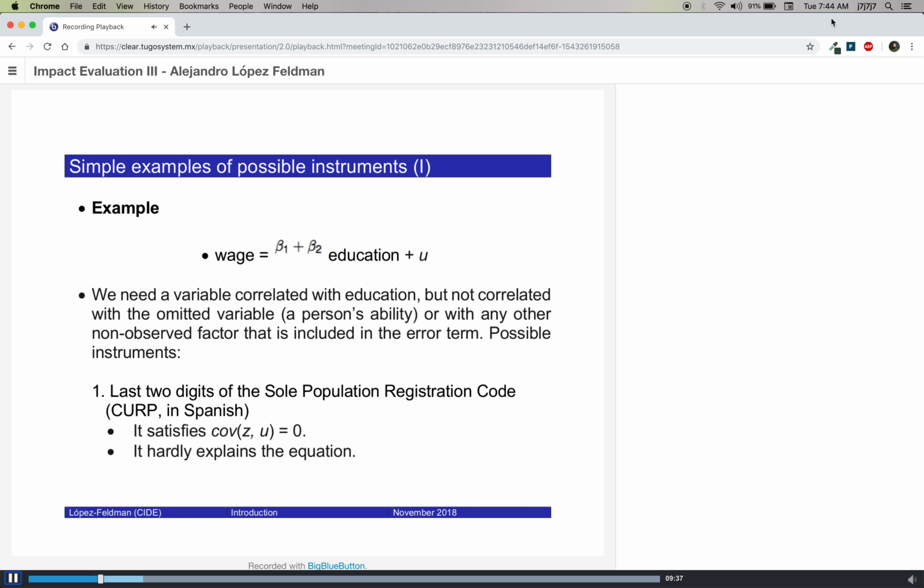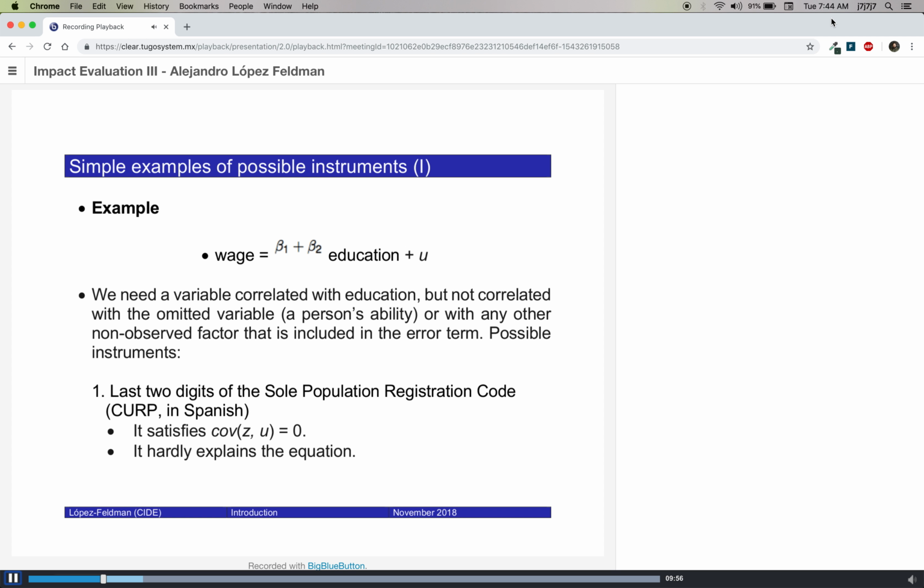So for instance, when I want to explain a variable and it is correlated with the error, then this is a problem, because I am not going to be able to tell whether beta 2 is measuring the effect of education or the effect of ability on wage. So this is my problem and I want to solve this.